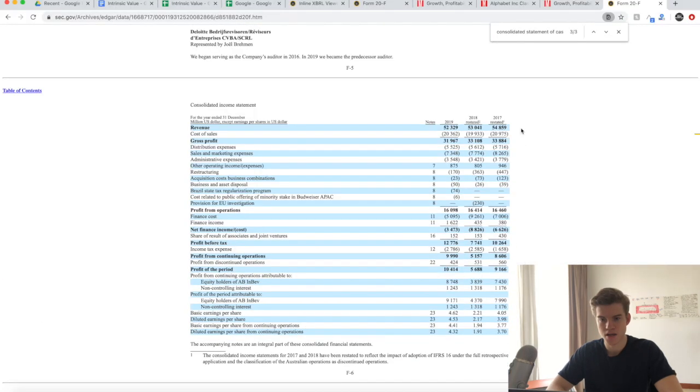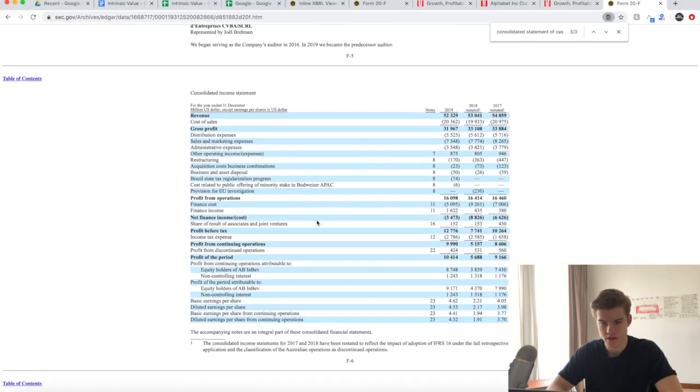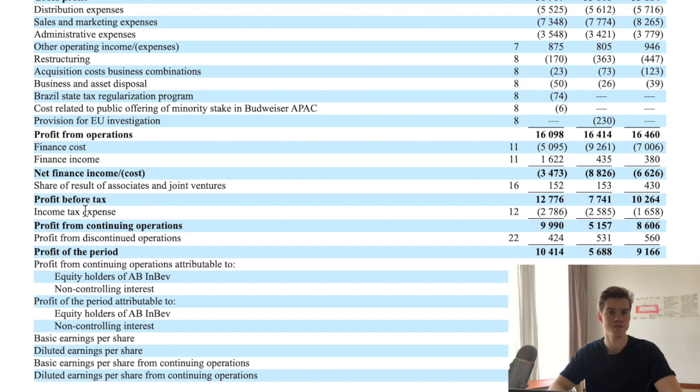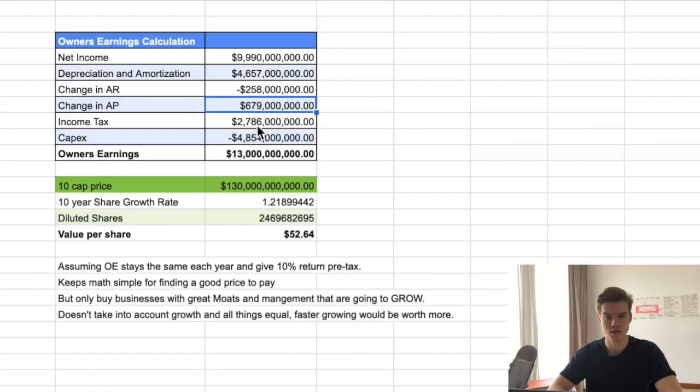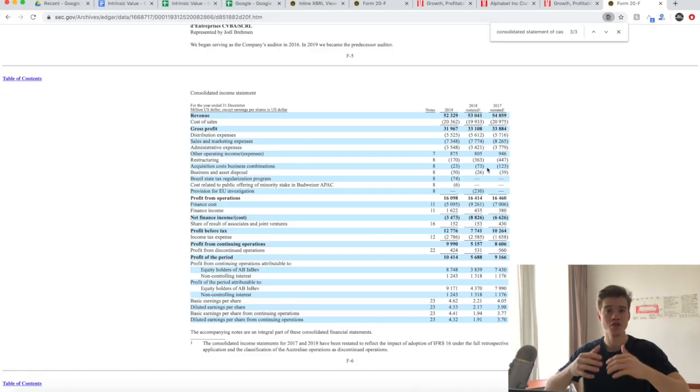And then for the income tax, you can actually go into the income statement. I think that's a better representation. Yeah, and you look at the income tax expense for that year, which was 2786, which is what we actually used here. So with owner's earnings, you're meant to use the maintenance capital expenditure.